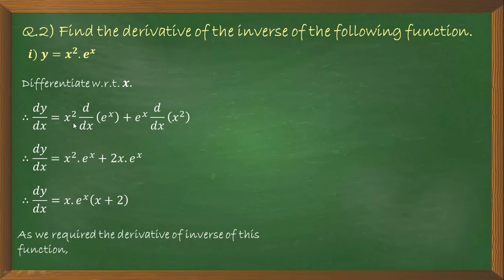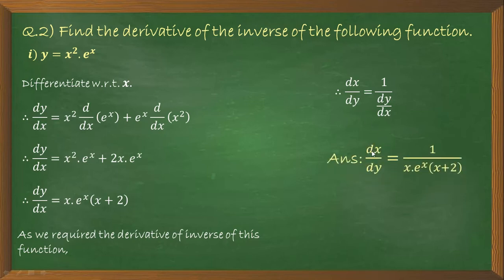Okay, so as we require the derivative of inverse of this function, by that theorem dx by dy is equal to 1 upon dy by dx, and hence we get the answer dx by dy is equal to 1 upon x into e raised to x into bracket x plus 2. Okay, so this is the procedure to get the derivative of the inverse of the given function.